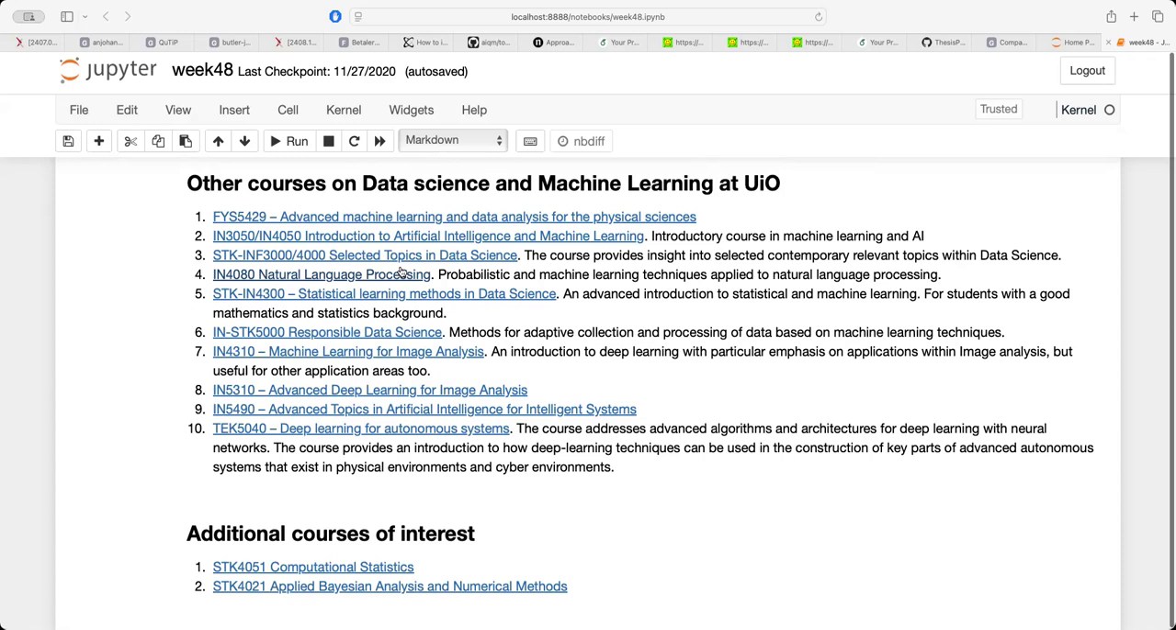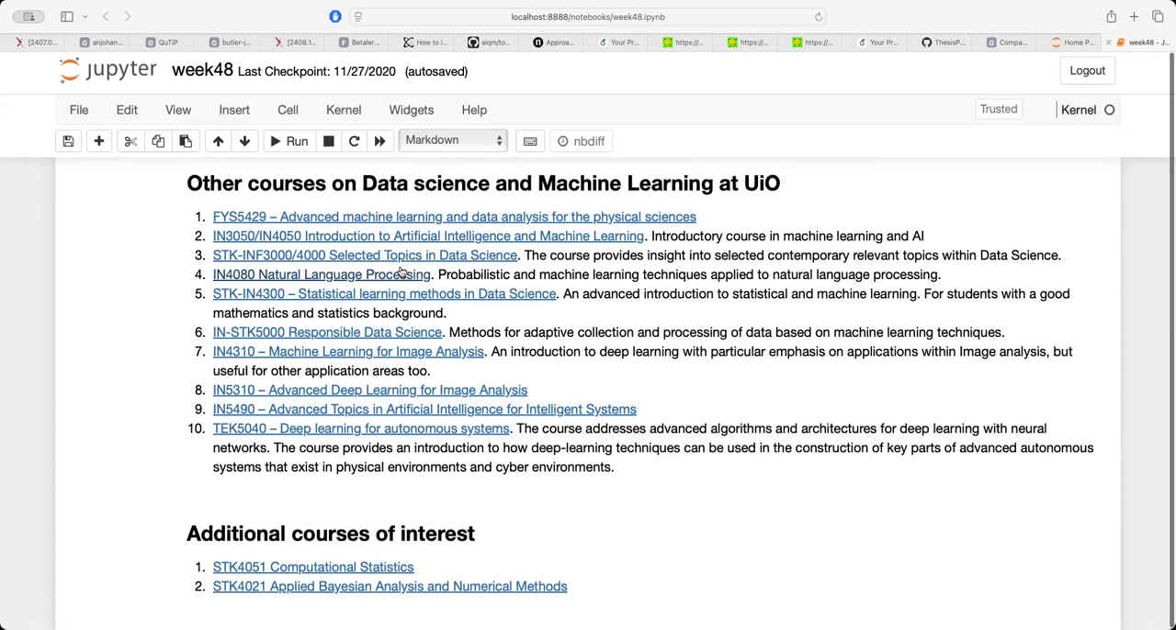We have a very interesting course on deep learning for autonomous systems, which runs at the Institute for Technology, which is actually close to the city of Lillestrøm. We have an advanced course for deep learning, which unfortunately runs in the fall. So this IN4310 runs in the spring, and then the advanced one runs in the fall. But these are two actually very popular courses.